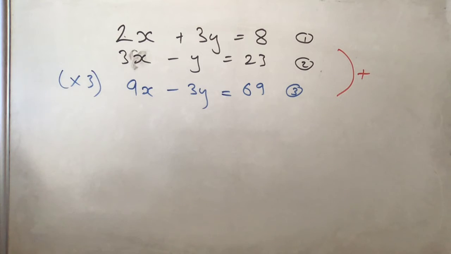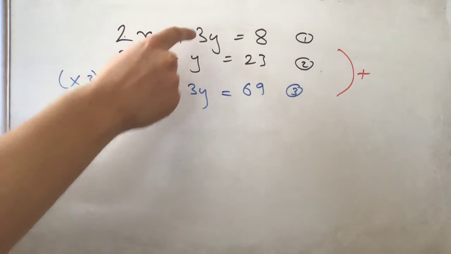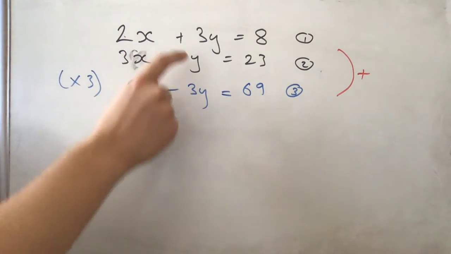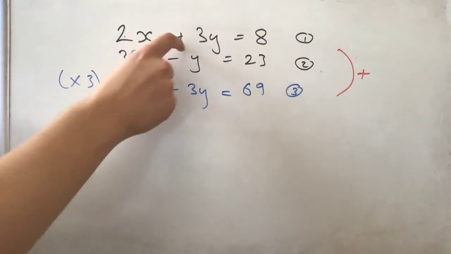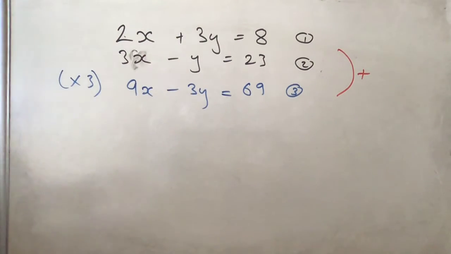Now, if the terms had the same sign, so that was positive 3y and that was positive 3y, or that was negative 3y and that's negative 3y, then we would have to subtract the two equations to eliminate the y terms. But as these signs are different, we're going to add to eliminate the y terms.